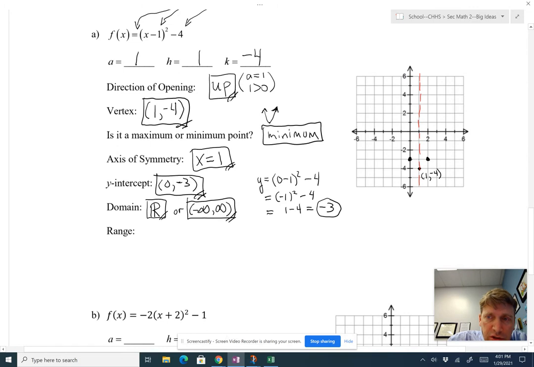The range, because it opens up, the lowest value, we talked about, it has a minimum. The lowest value would be negative 4. So we would say y is greater than or equal to negative 4. And then in interval notation, you always start with the lowest value, and the lowest value would be negative 4. And then the highest value doesn't have one, so it goes up to positive infinity.